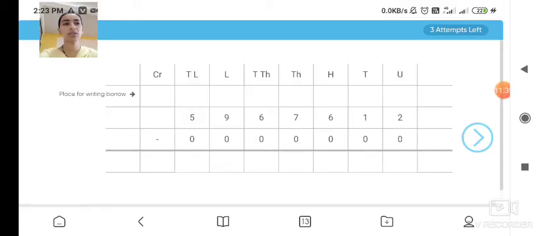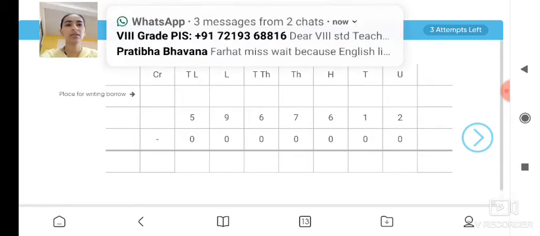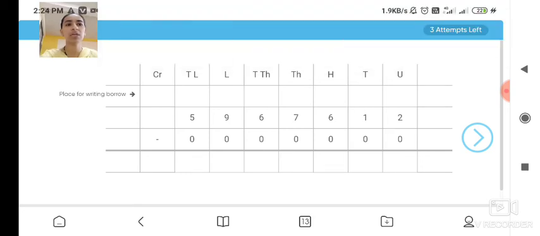Now this question is for subtraction. We have just solved the examples of addition. Now we are going to solve the questions of subtraction. This question is of 59,67,612 and the subtraction is of 0. That means we have to subtract 0 from a number.